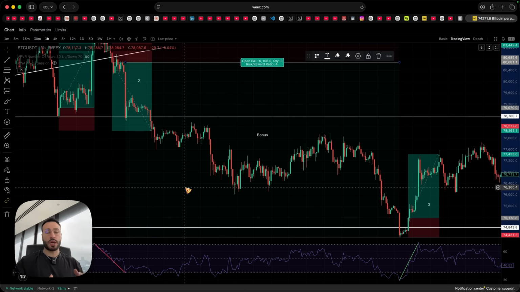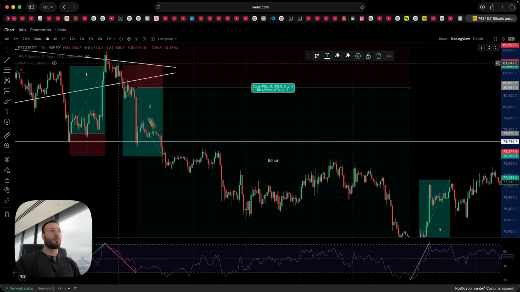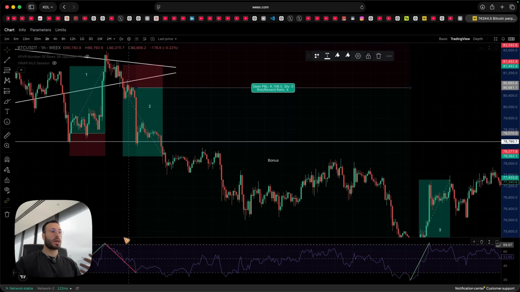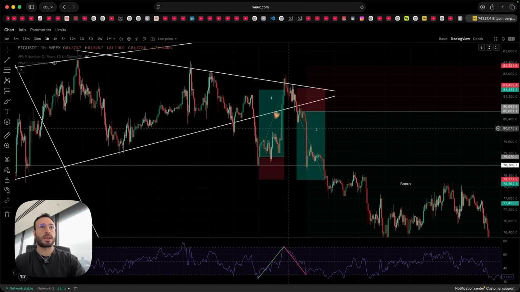So before we get to the third case, let me show you how the bonus was set up, because this is the most powerful setup on the whole chart. Price was rejecting the highs, but here's what you're watching for next. Not just the RSI rolling over, but price structure breaking down.